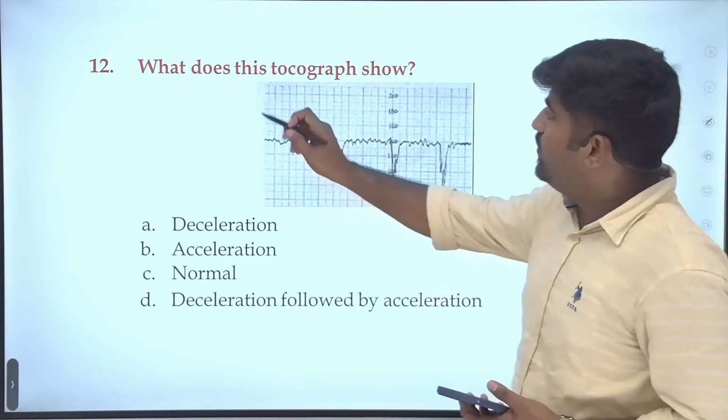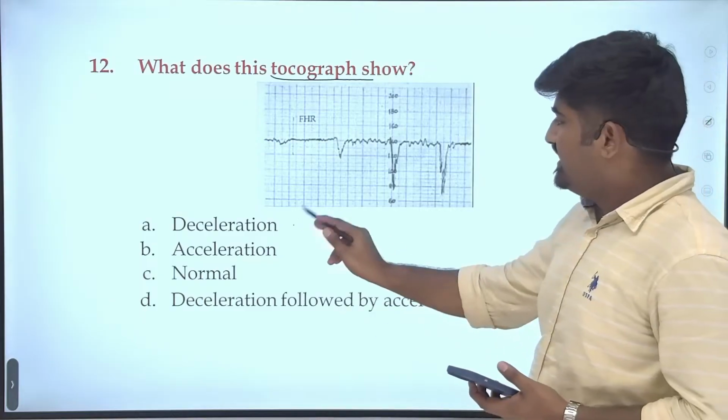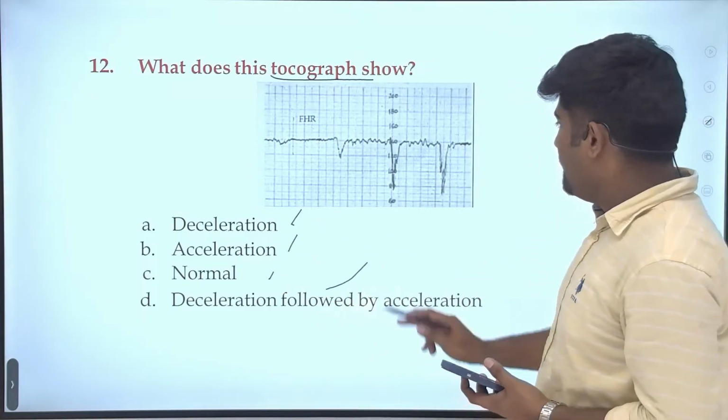Here comes the question. What does the topograph show? Deceleration, acceleration, normal, deceleration followed by acceleration.